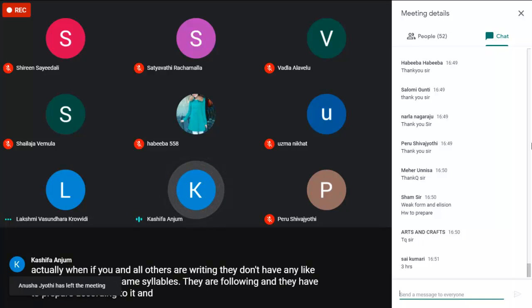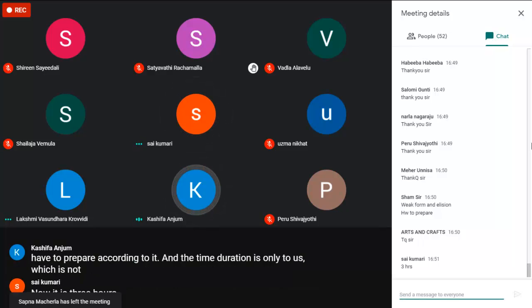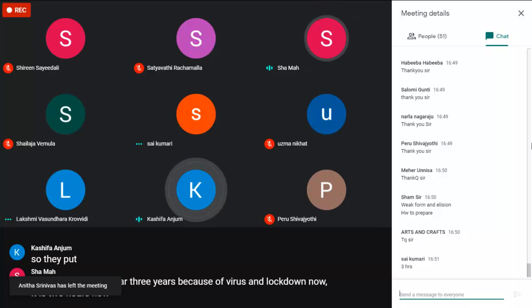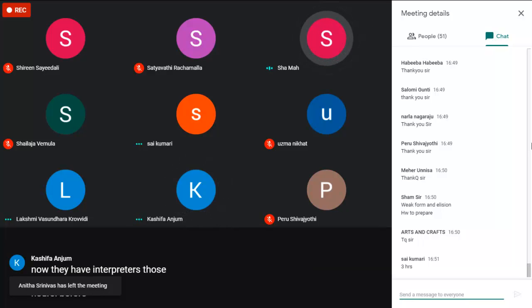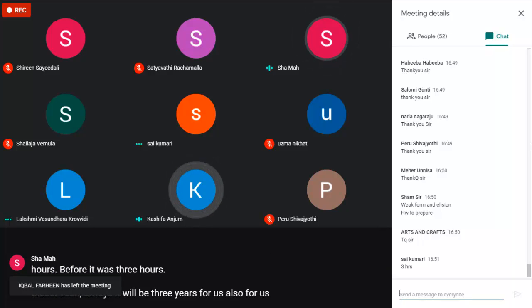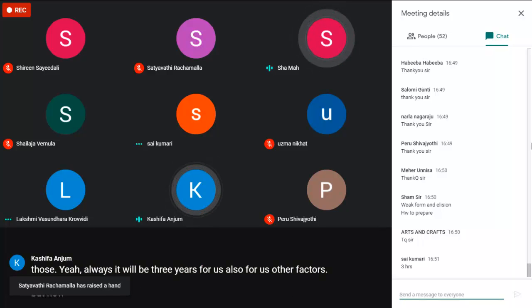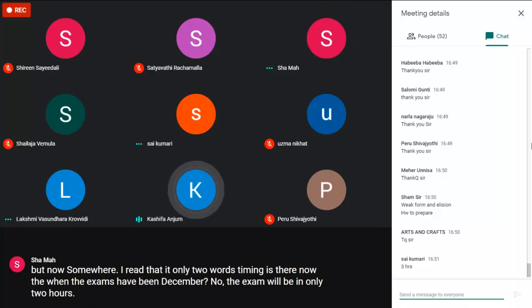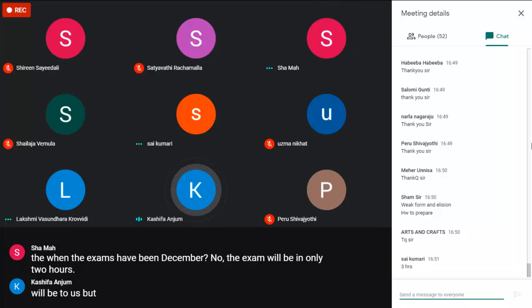And the time duration is only 2 hours? No, it is 3 hours. No, before it was 3 hours, but because of the virus and lockdown, now it is 2 hours. They have reduced the questions. Always it will be 3 hours for us and for other faculty. But now, due to COVID, only 2 hours timing is there. When the exams are in December, the exam will be only 2 hours. I feel that it will not be sufficient.